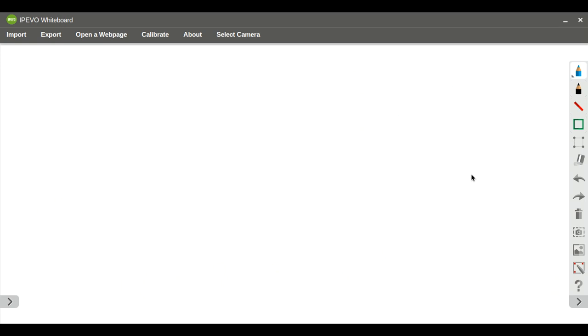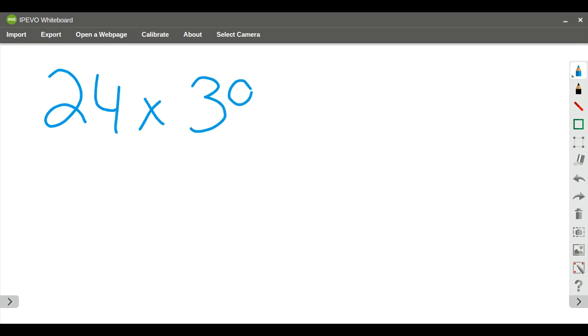Okay, so we have now estimated products by looking at rounding. Let's take a look at compatible numbers. So I have 24 multiplied by 398. Okay, I don't want to round 24 down. I want to find a compatible number. So I'm going to find a number that's near 24 that's going to be easy to multiply.